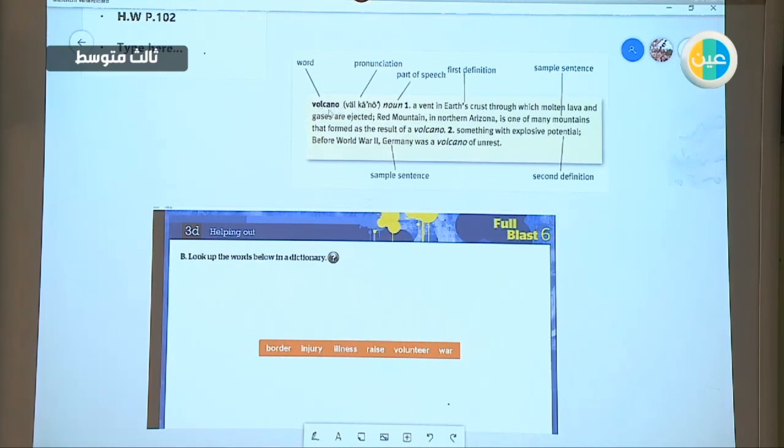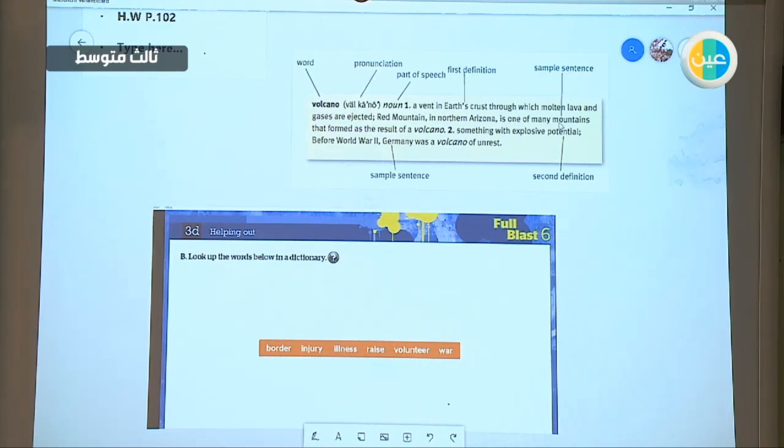Here is an example. If we're looking for volcano in a dictionary, this is the word I'm looking for, and here is the pronunciation of this word. The part of speech is noun, and you have 2 meanings for this word. The first meaning is here. The second definition is here. And of course, you're going to find sample sentences in the dictionary that can help you to understand the meaning of a word.